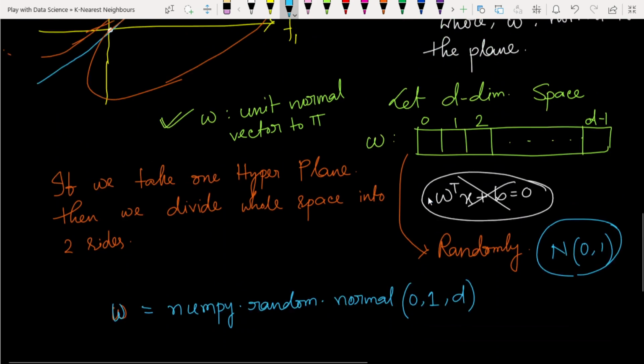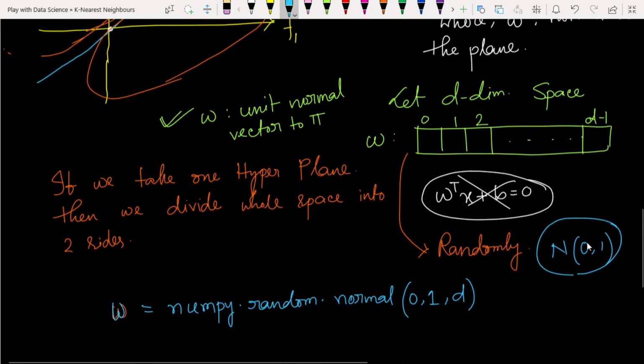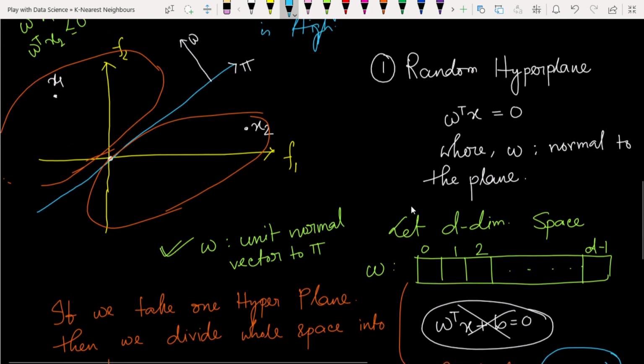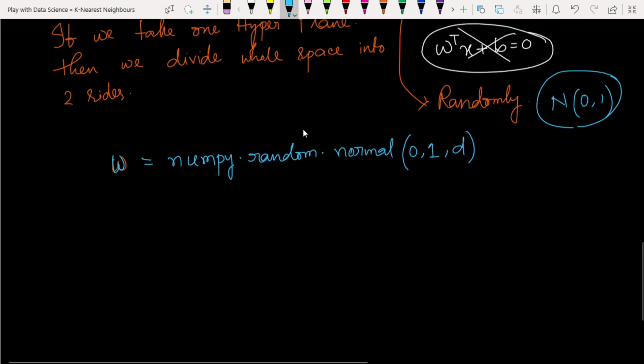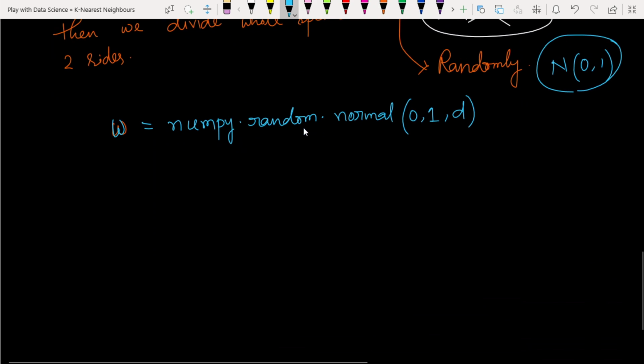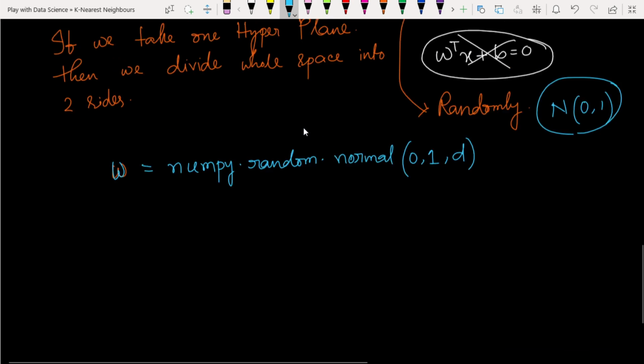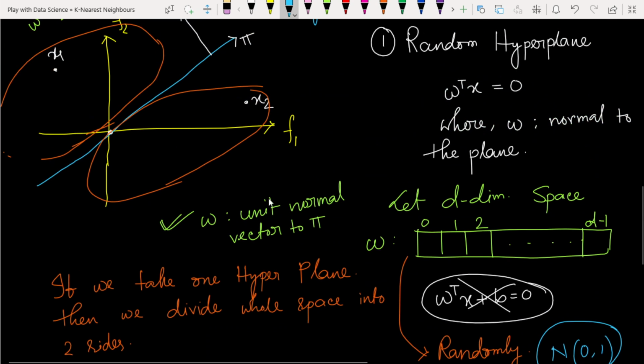Okay, I think we will not repeat what the normal distribution is and how to generate normal random vectors from it; just memorize this thing. This is the simple thing. Then we can easily construct the random hyperplane.